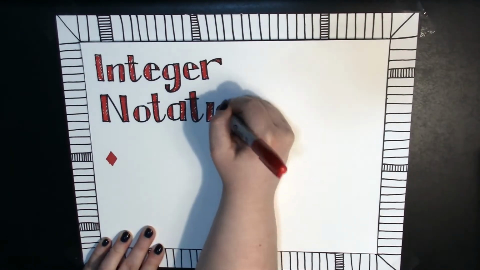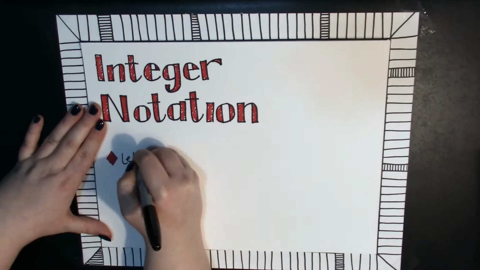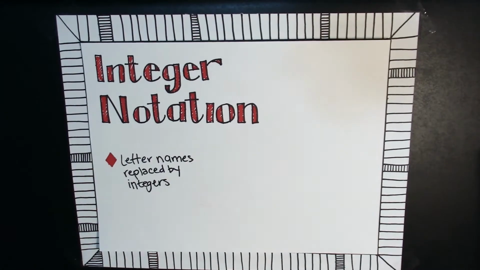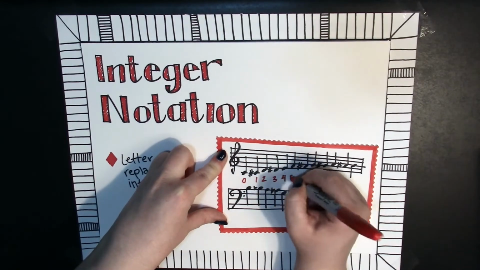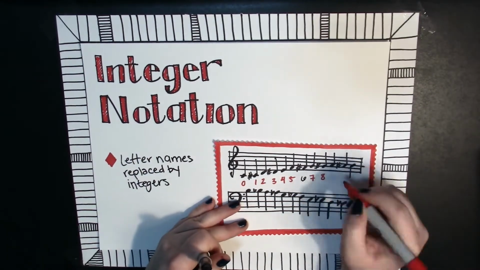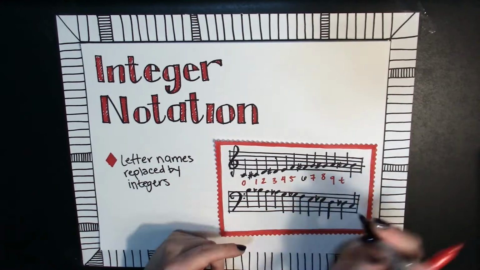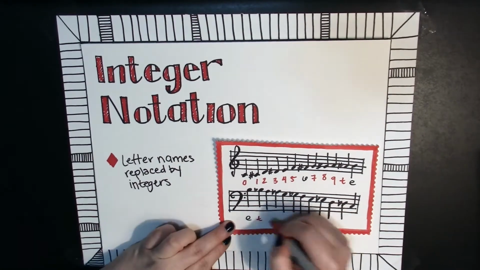Instead of letter names for notes, we use a system called integer notation. In this system, letter names are replaced by numbers or integers. In the chromatic scale, we can see all possible pitches within an octave. Instead of C, C sharp, D, D sharp, we would call these notes 0, 1, 2, 3, up to 11.